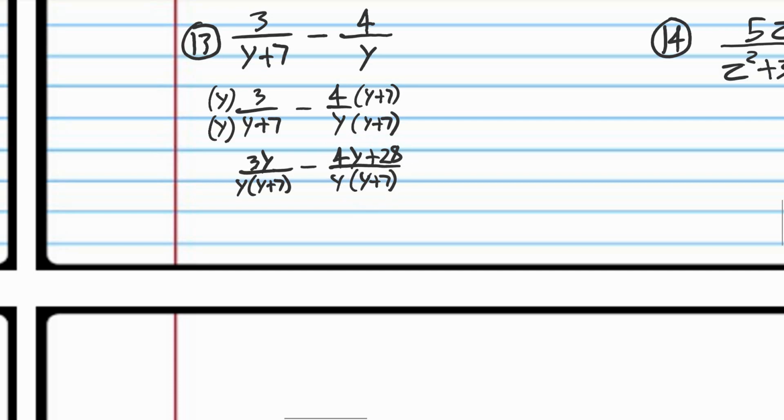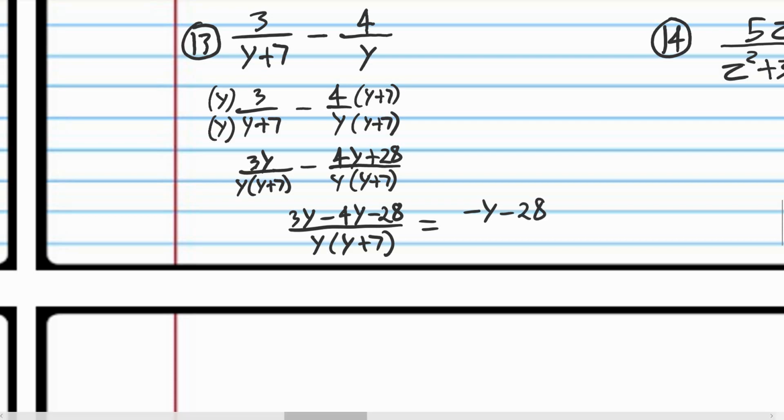So that's going to be 3y minus 4y minus 28. So again, these are positive, but they change to negative. I have no more room, so I'm going to have to go to the right over here. And now we can do 3y minus 4y is negative y. And just rewrite the 28. And we're done.